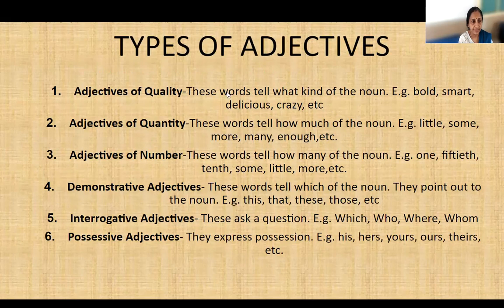Now we have the different types of adjectives. So I will just read through the names of the adjectives and we will describe each one in detail in the following slides. We have adjective of quality, which tells you what kind of noun is being spoken of in the sentence. So you need to ask the question, what kind of? The second type of adjective is the adjective of quantity. Then we have adjective of number, demonstrative adjectives, interrogative adjectives, and possessive adjectives. So these are the 6 main types of adjectives.